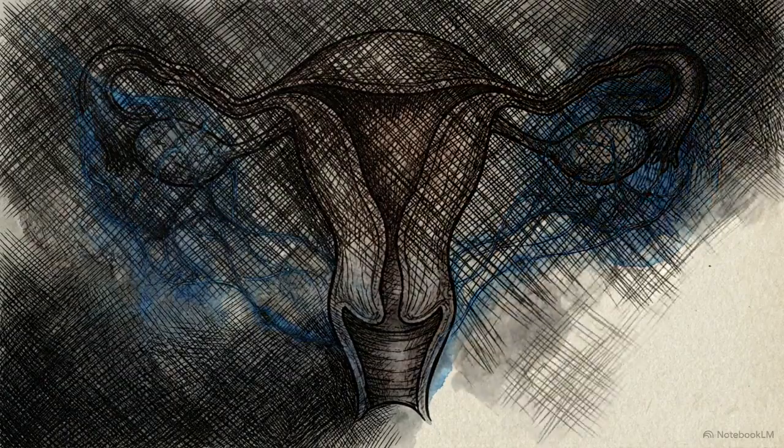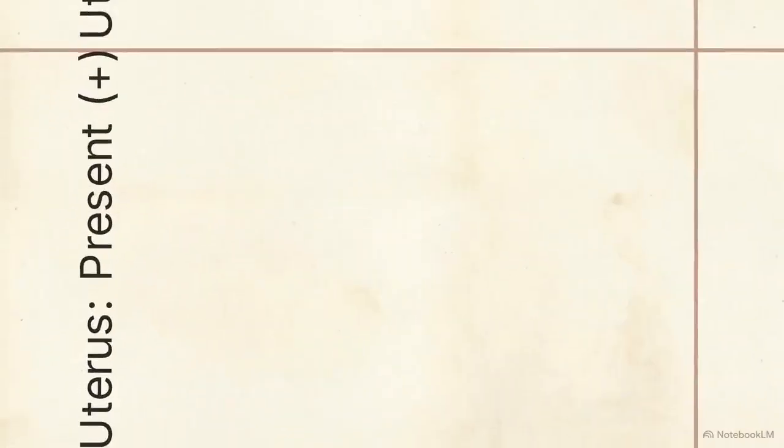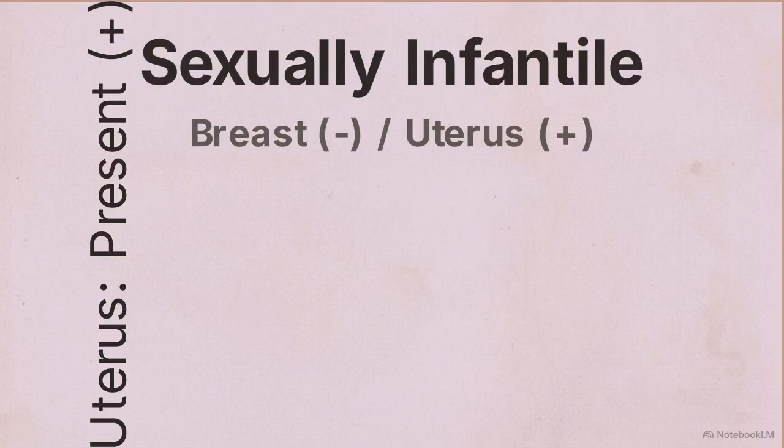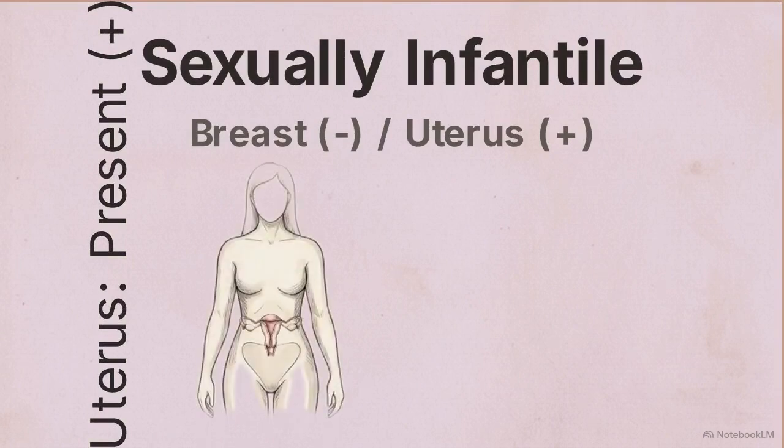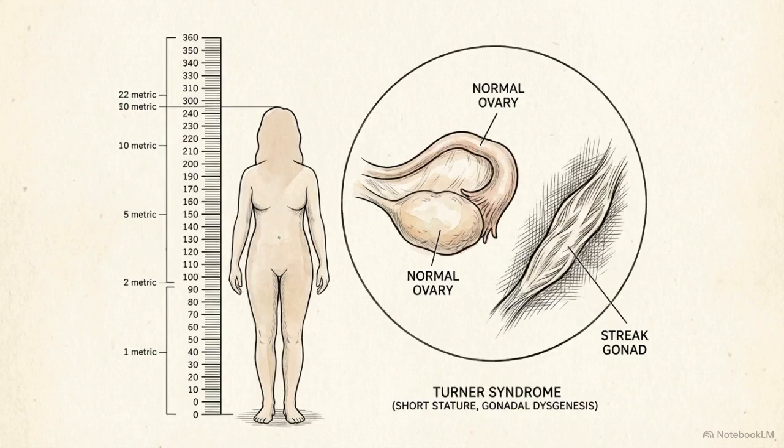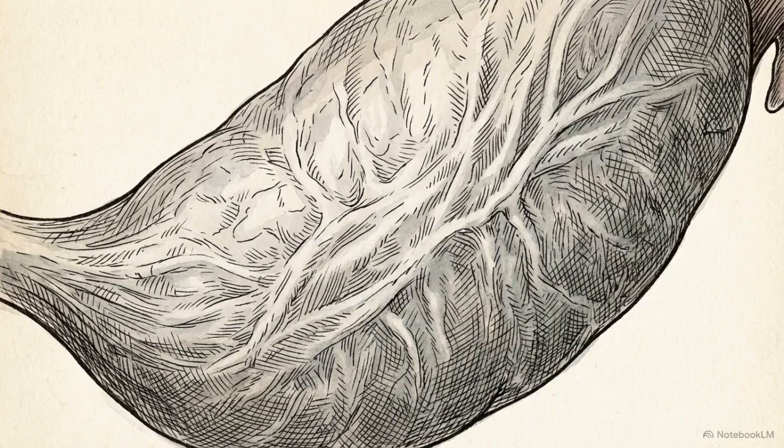Moving to the negative-positive quadrant, we find sexually infantile presentations. Here, the uterine plumbing exists, but the hormonal drive is completely absent. Turner syndrome is the primary cause for patients in this category, who present with short stature and streak gonads. Streak gonads are non-functioning, fibrotic strips of ovarian tissue that fail to produce hormones.